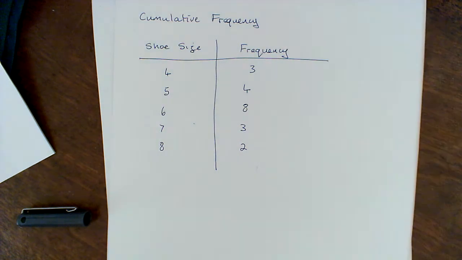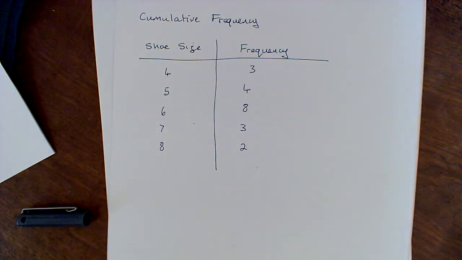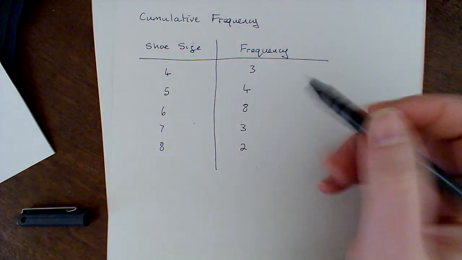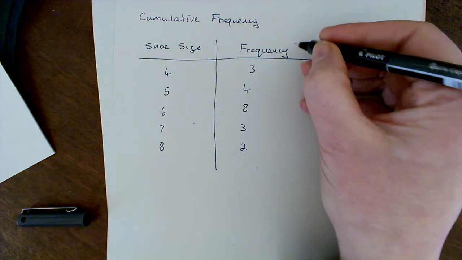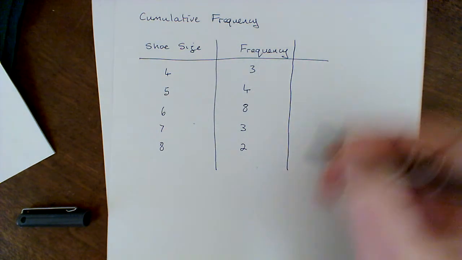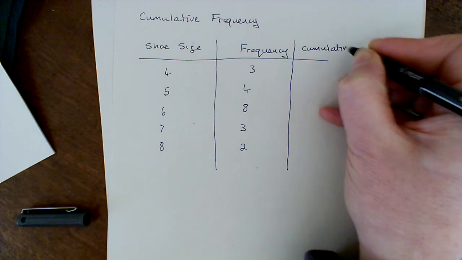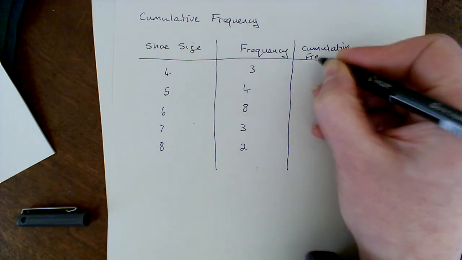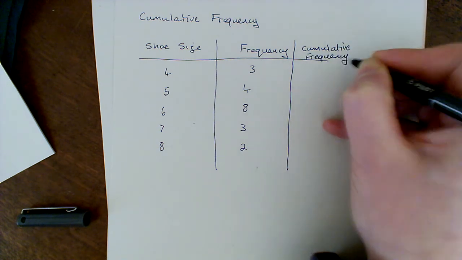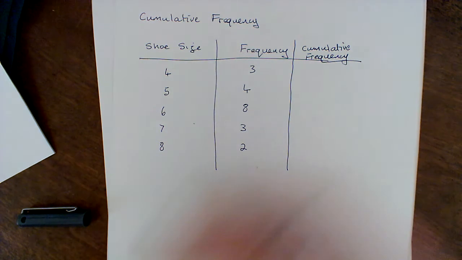Frequency has a slightly different meaning from frequency in physics, where it's how often something happens per unit time. Here it's just how often it happens. So there's your frequency, and here's your cumulative frequency. And it's really easy to do. It's just a running total.